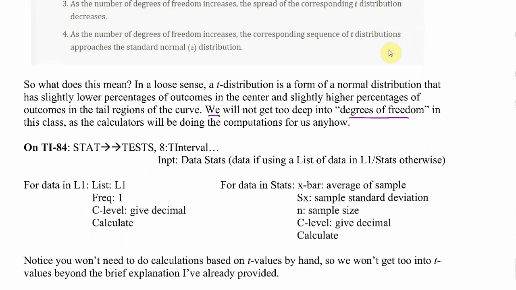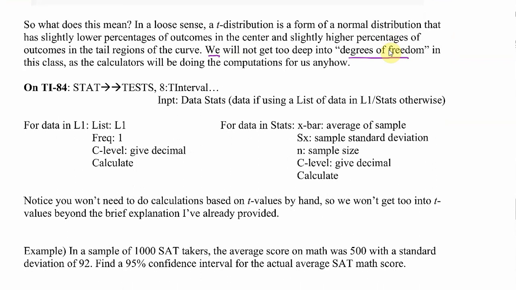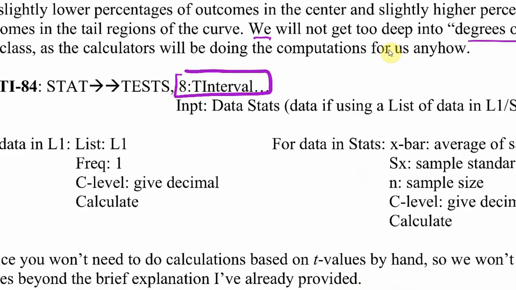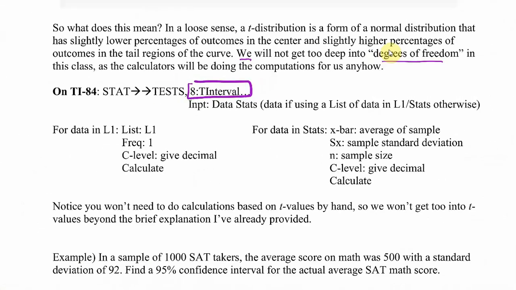On the calculator, we go to stat, over to tests, and scroll down to number 8, t-interval. There are two different ways we can input this information. It's going to ask you to input data or stats. We use data if we have a list of values to punch in. We use stats otherwise, like if we know the average and the sample standard deviation. We'll use both in the examples coming up.